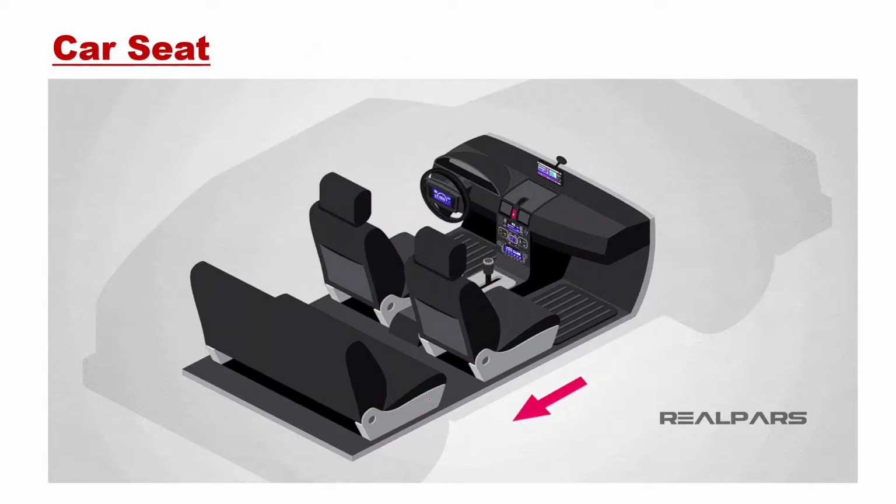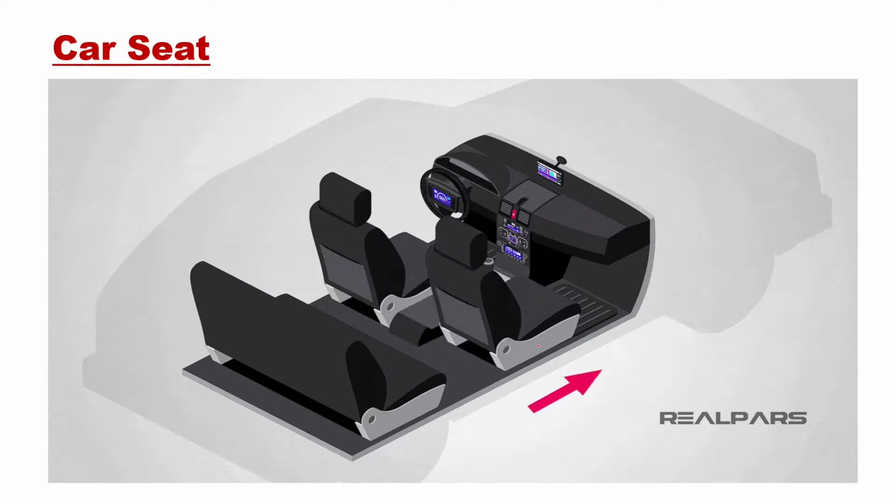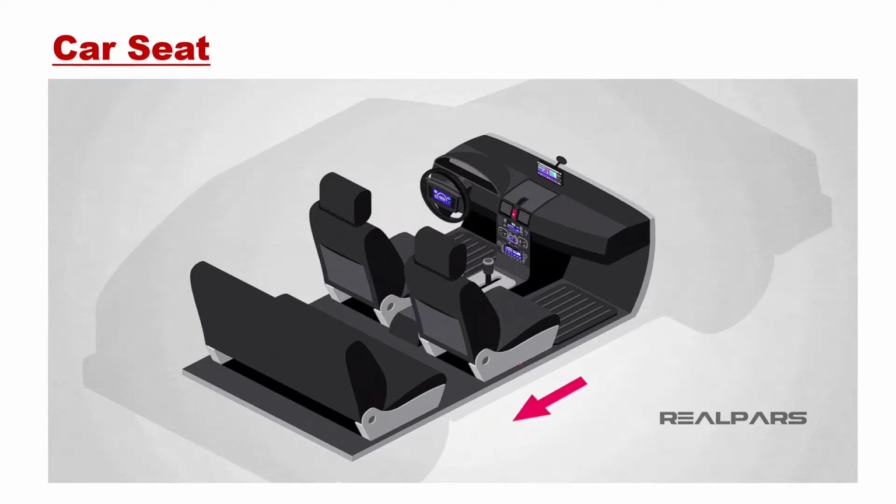Then you can also have a car seat. The seat can be taken in front and back, according to the person who is going to sit on the seat. You can see here the car seat can be made to move in front, can be made to move back. That is again an output device, which is an actuator, which is making it move in front and back.